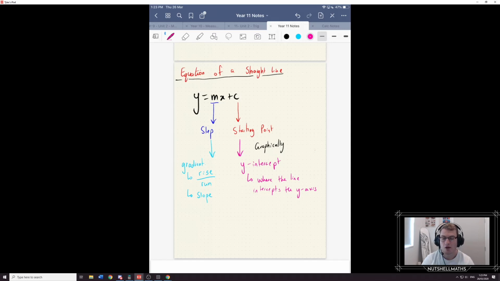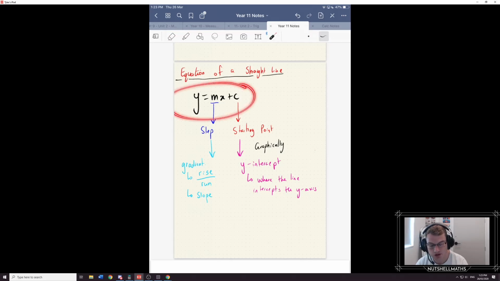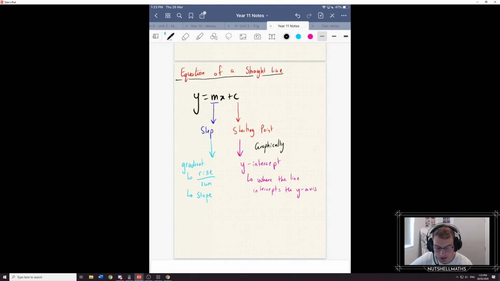So our equation, y equals mx plus c, let me use my little laser pointer. Our m, we've talked about our step. Our m is our step, and our step, by definition, is how much it goes up for every unit it goes across, which is rise over run. And c is our starting point, which graphically means our y-intercept, which by definition is where the line intercepts the y-axis.